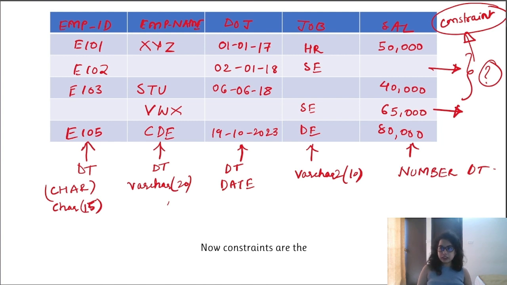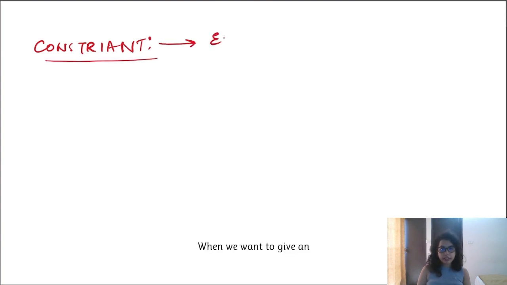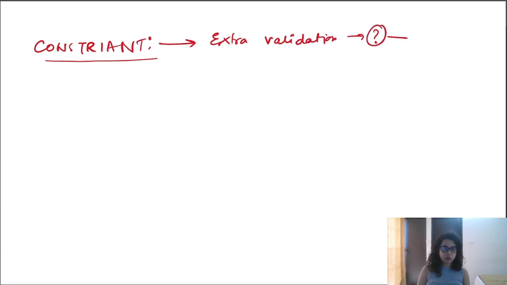Now, constraints are the extra validation. We understand that the employee ID should be of char, but how can we validate that it shouldn't contain a null value or empty record here? By using a constraint. So how will we define a constraint? When we want to give an extra validation to a column, at that time we go for a constraint.